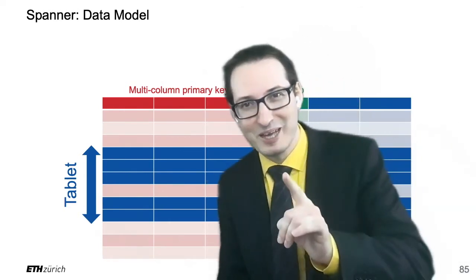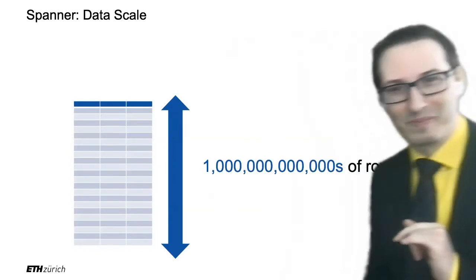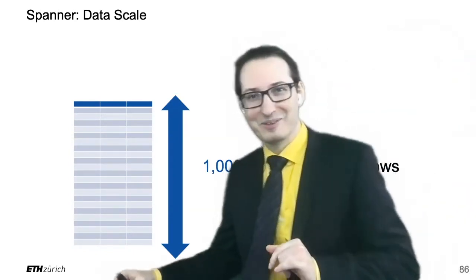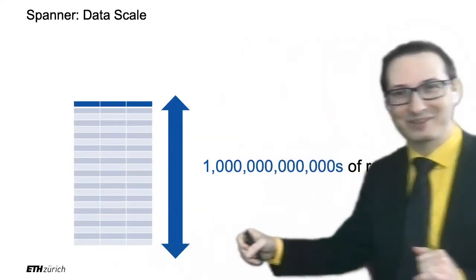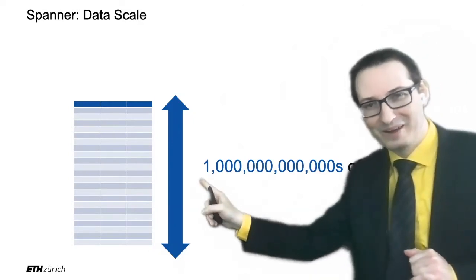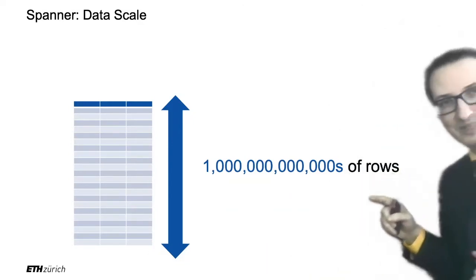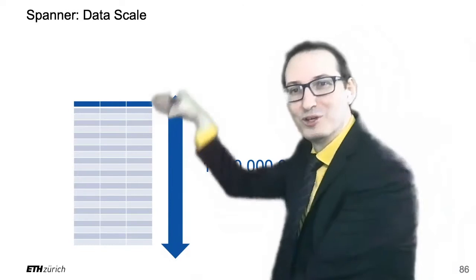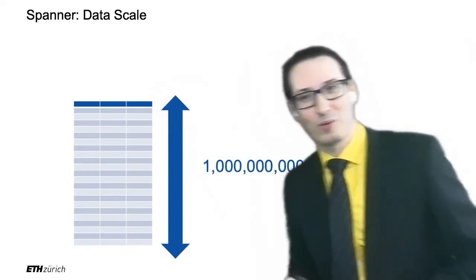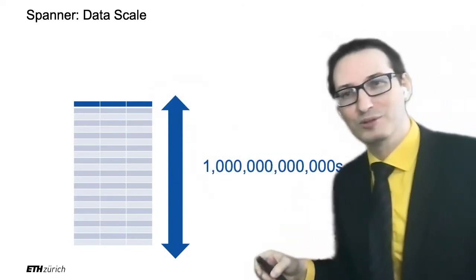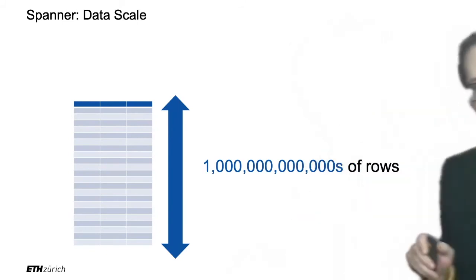But now comes the absolutely fantastic part. You thought, okay, that's going to be a billion, but no, it's actually a trillion. We can have trillions of rows in there. We scale even more. We scale beyond what we've done so far. Trillions, I think they even mentioned quadrillions of rows in the papers.